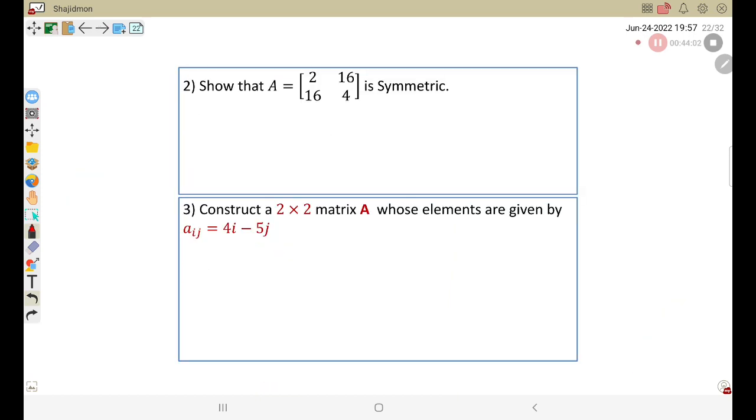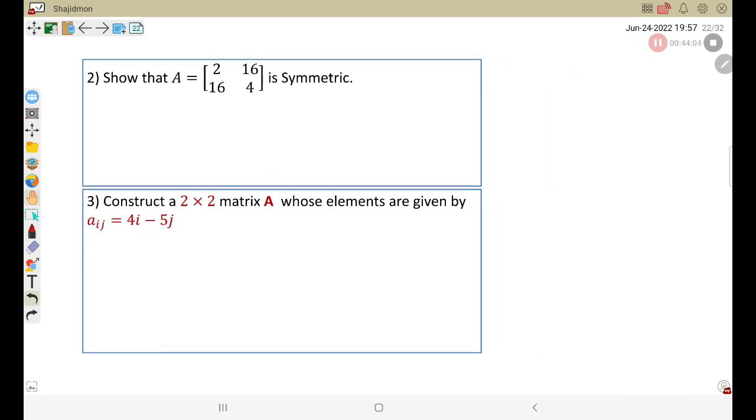Now the second question: show that A equals matrix 2 16 16 4 is symmetric. Just underline that word symmetric. Show that the matrix is symmetric. What is the meaning of symmetric? We discussed it, you remember, A transpose matrix is the same as A, correct? This is the meaning of symmetric.